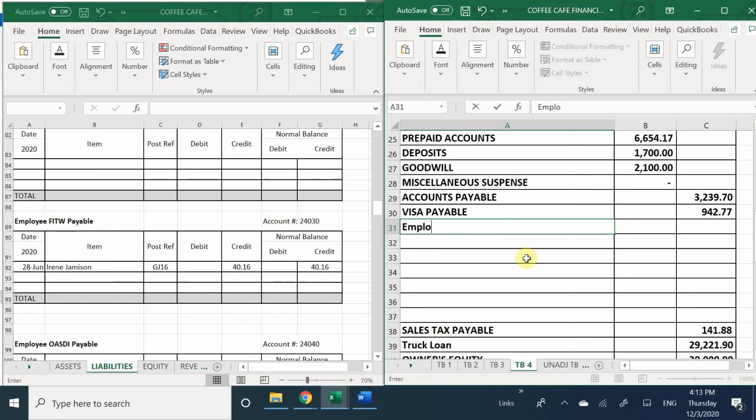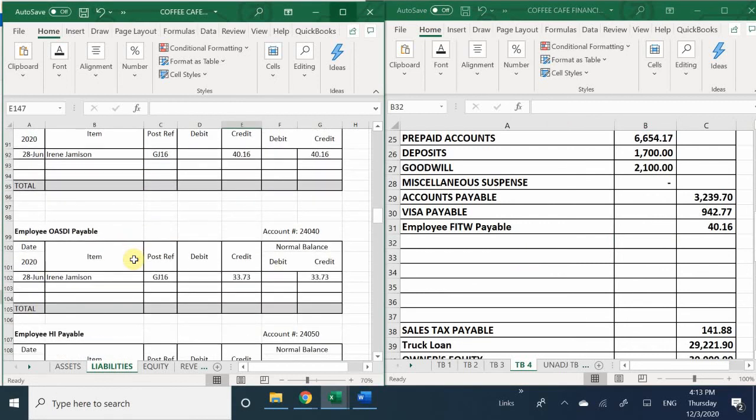All right, so the first one is employee FITW. Yes, we have that. It is for $40.16. Are you typing all of the names in there? Yeah. Okay, I'm going to type as I go, one at a time. All right.